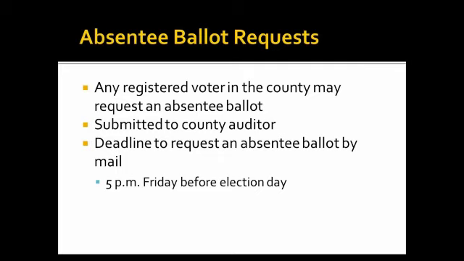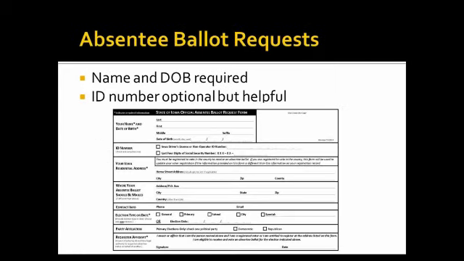On the absentee ballot request forms, there are also fields that are required information. The voter's name and date of birth are required information on the absentee ballot request form. The voter's ID number is optional on this form, but it is helpful for the county auditor when making sure that they have the right voter registration record in doing the entry. So the ID number is optional, but it is helpful.